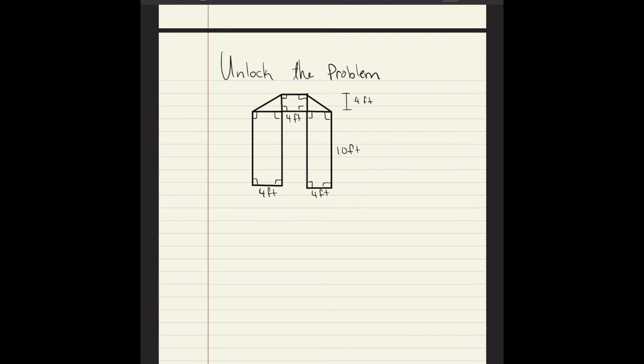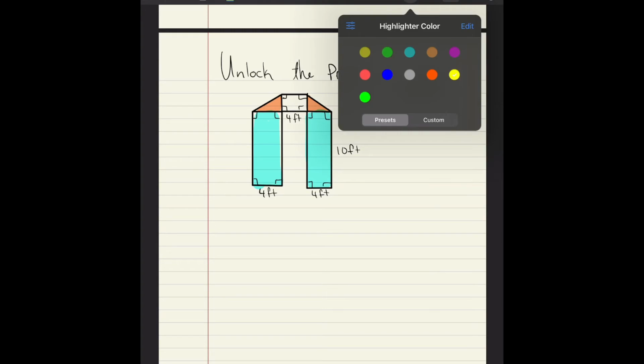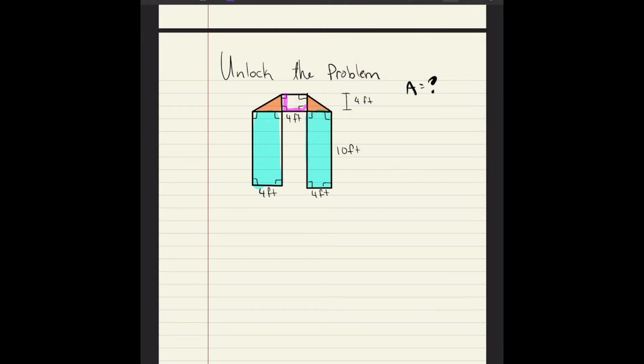Let's jump into unlock the problem. So here I have a composite figure and I need to find the area. I'm going to start by identifying these shapes. So I have triangle here and here. I have two rectangles or parallelograms, right? A rectangle is a parallelogram. And then I have a square here.